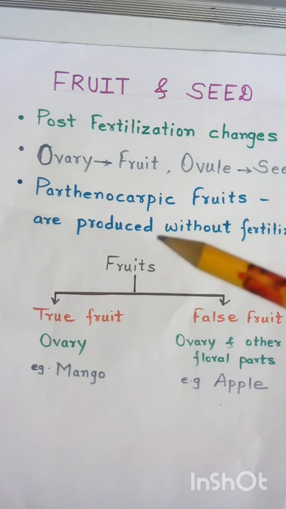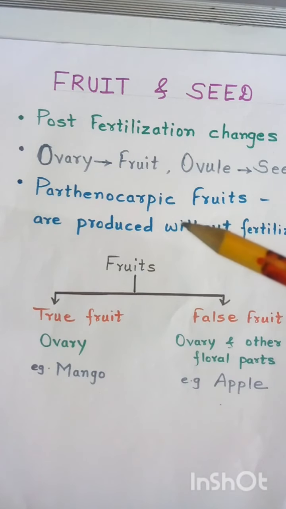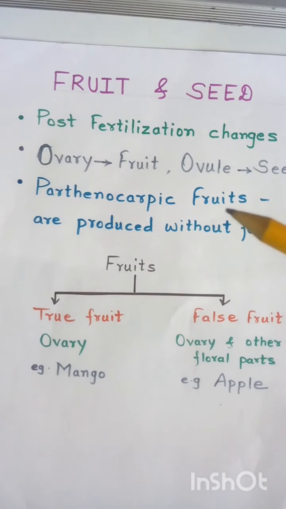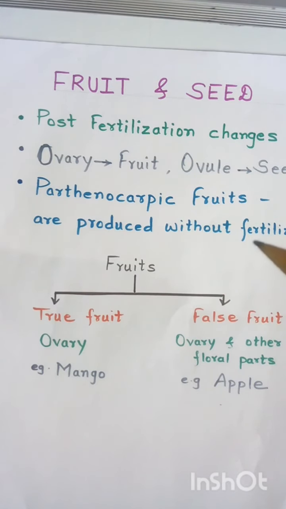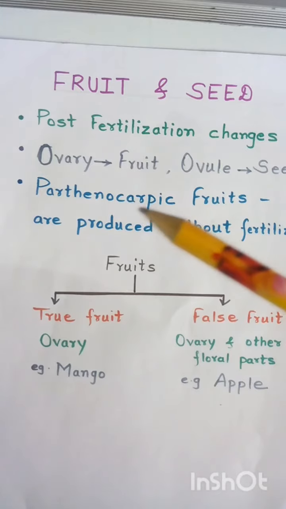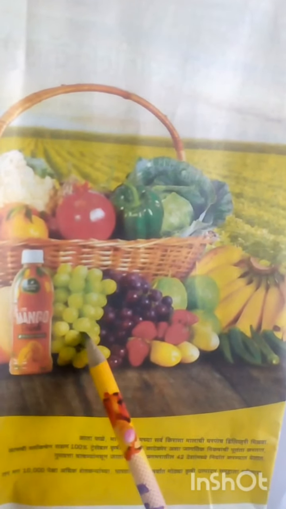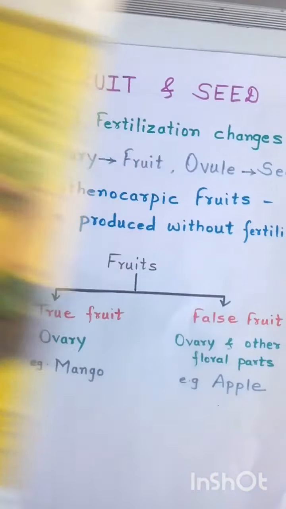But there are exceptions, that is, there are fruits in which seeds are absent, and such types of fruits are called parthenocarpic fruits or seedless fruits. Parthenocarpic fruits are the fruits which are produced without the process of fertilization, and examples of parthenocarpic fruit are banana and grapes.